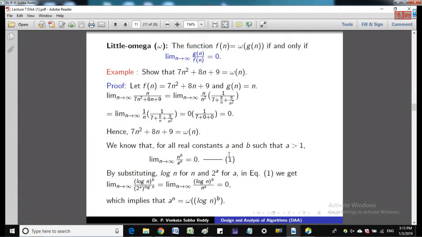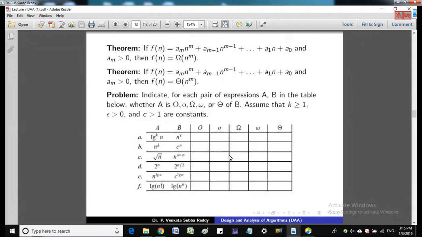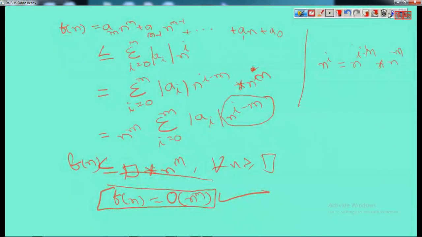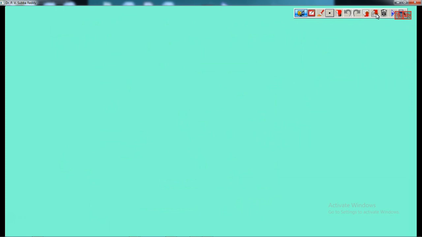This is all we have discussed. One more example: 8n^3 + 9n^2 - 6n + 4 is omega of n^3. Is it correct? This is correct when the coefficient of n^3 is not 0, that is, greater than 0.